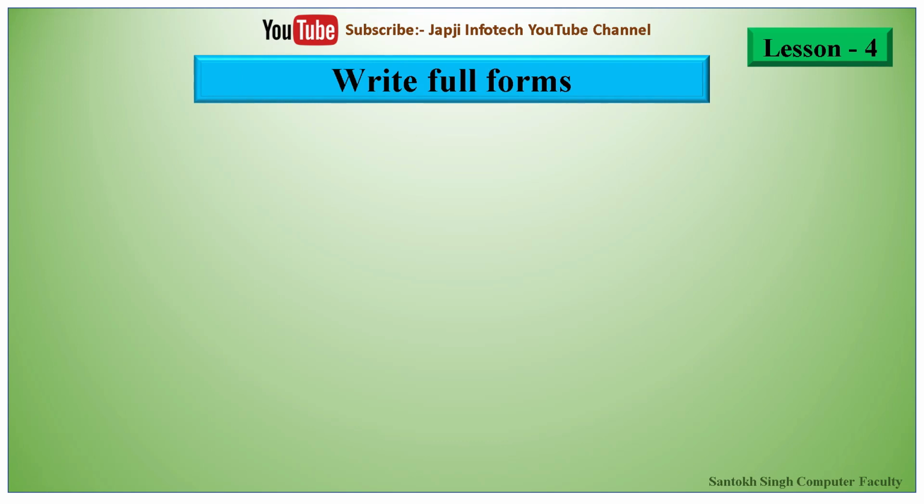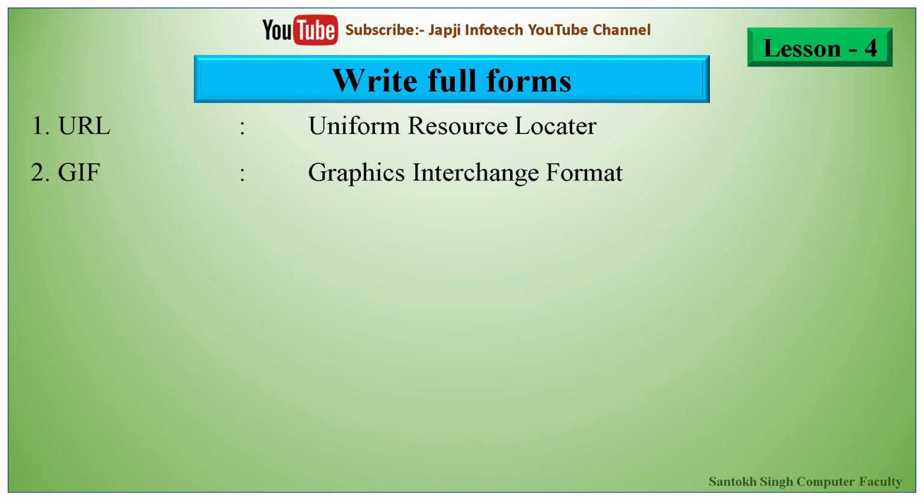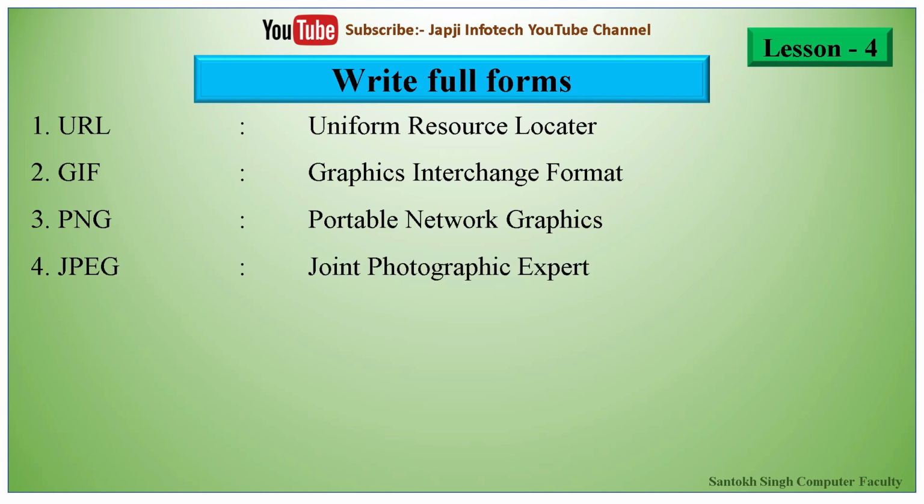So now we will learn about right full forms. So the first one is URL. URL stand for Uniform Resource Locator. Second one is GIF. GIF stand for Graphics Interchange Format. Third one is PNG. PNG stand for Portable Network Graphics. Fourth one is JPEG. JPEG stand for Joint Photographic Expert Group.